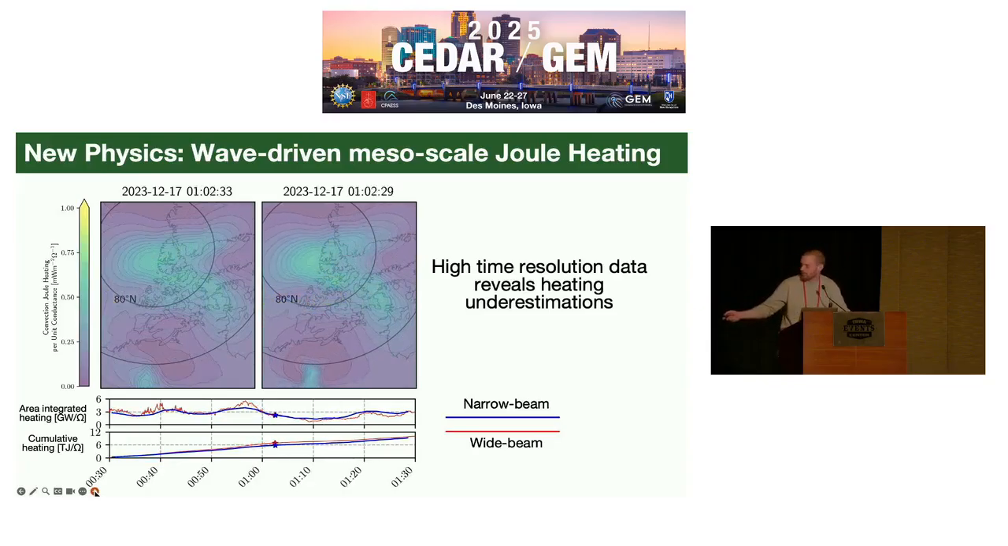And then this one down here is just the area integrated version of that heating rate, and the red line is the high resolution data, and the blue line is the low resolution data. And yeah, we miss all these peaks, and then this is cumulative heating. What we find is when we get to the end of this trace, we actually end up with more Joule heating happening overall when we take into account the high resolution data. So this is why I think this is super relevant and important going forward.